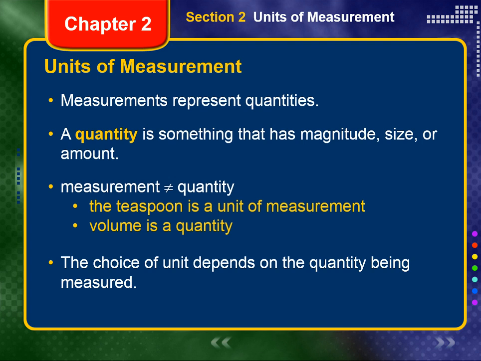Units of measurement compare what is being measured with previously defined sizes. Nearly every measurement is a number plus a unit. The choice of unit depends on the quantity being measured.